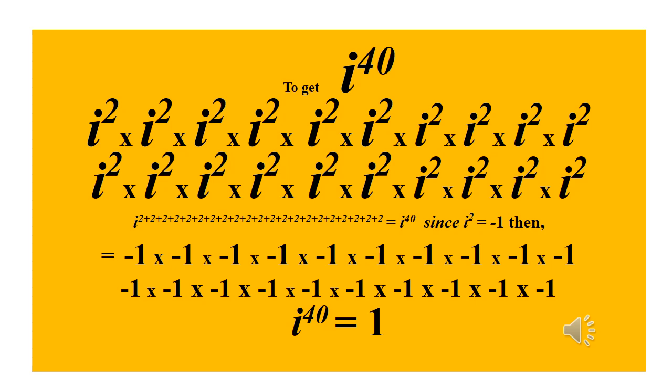That is, all the minus, multiply them together. Minus times minus is plus, plus times minus is minus, minus times minus is plus, plus times minus is minus. If you multiply like that to the last minus, you get plus. Then if you multiply all the ones, you get 1. Then it means i raised to power 40 will give us positive 1.